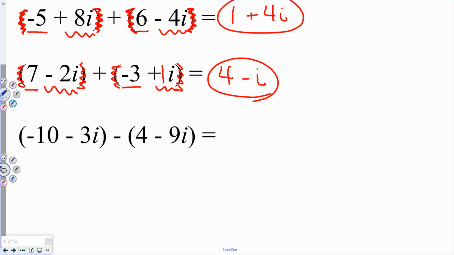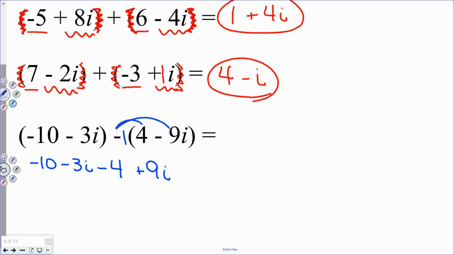What about if there's a subtraction sign in between? You don't just type it in your calculator. This is like a negative 1 here. You have to distribute this. Now, does this first one change? No, because remember, we read from left to right. If I'm looking across, there's nothing in front of this one. So negative 10 minus 3i. But this negative gets distributed here, so that'd be negative 4 plus 9i.